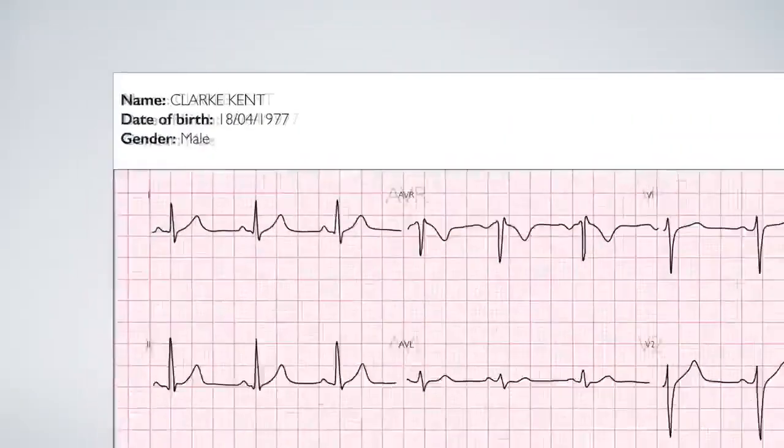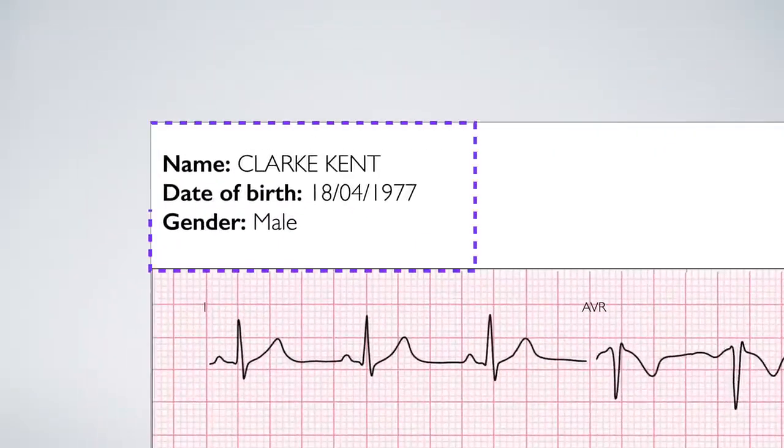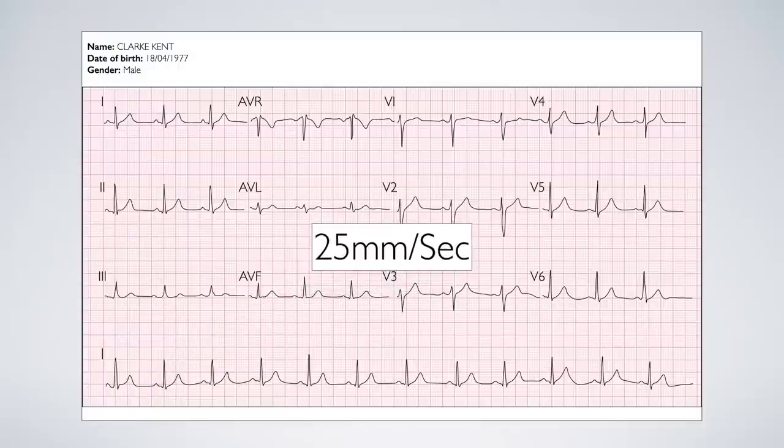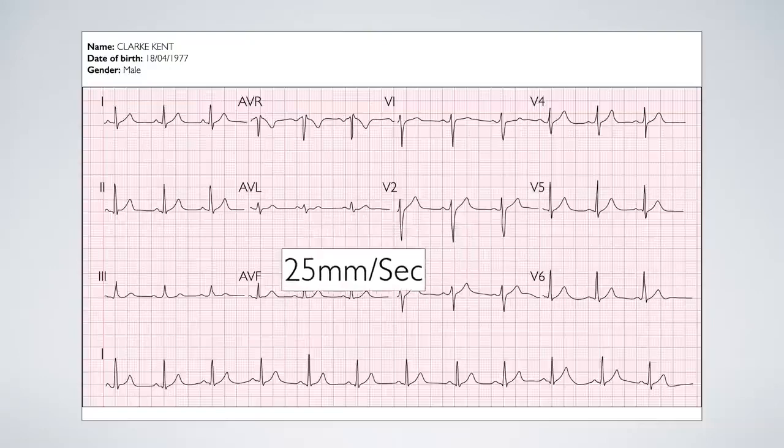Always start by checking the name of the patient, their age and gender. Review previous electrocardiograms and the clinical history, as this may provide vital clues that will help you to form your diagnosis. Confirm that the ECG is set to 25 millimeters per second. This is really important because the remaining interpretation relies on this ECG setting.